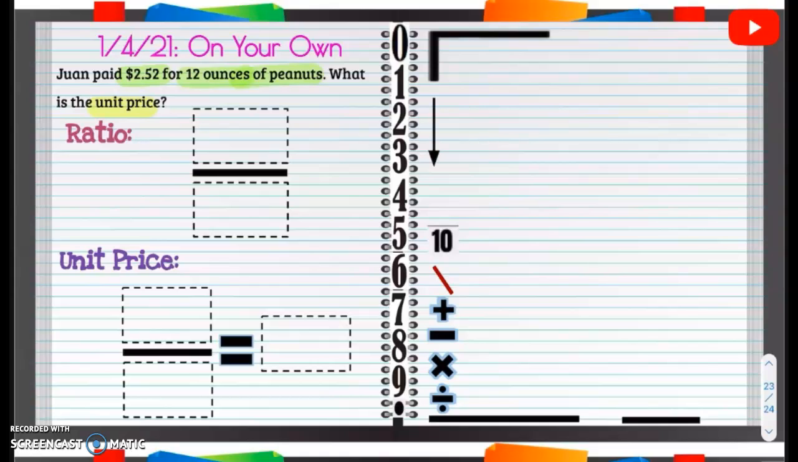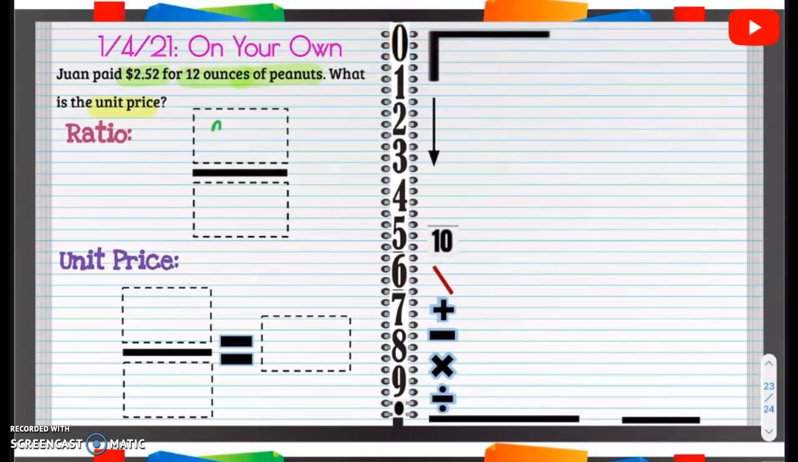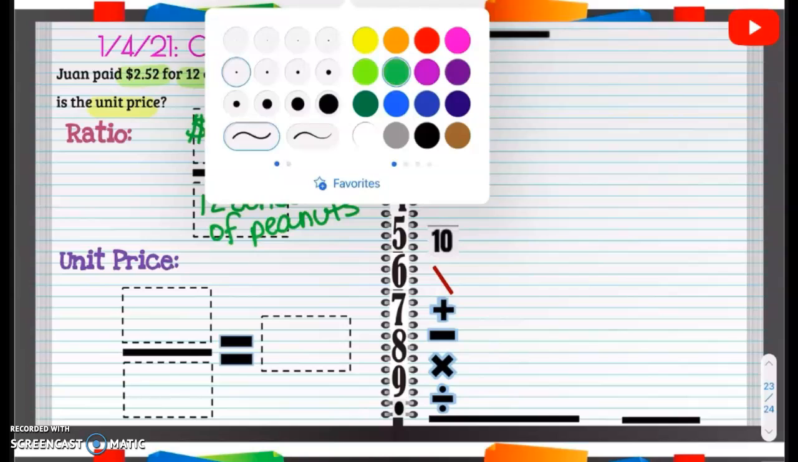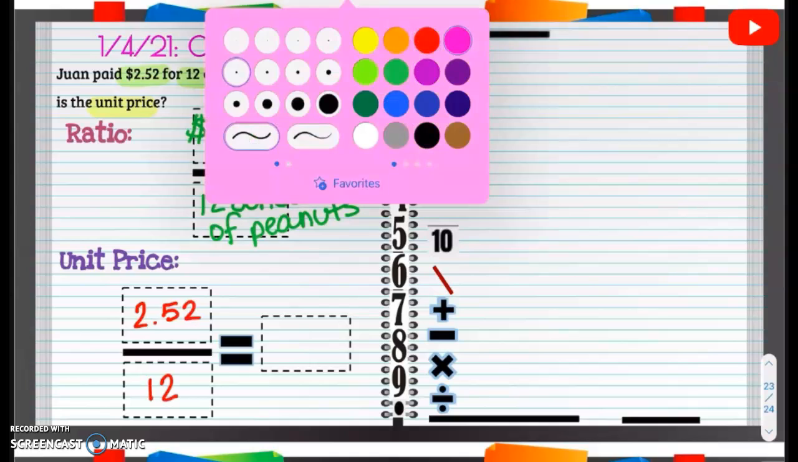Not the eraser. There we go. We get $2.52 for 12 ounces of peanuts. Now, all we're going to do, remember, is divide. That's literally it. $2.52 divided by 12. All we're going to do is divide.